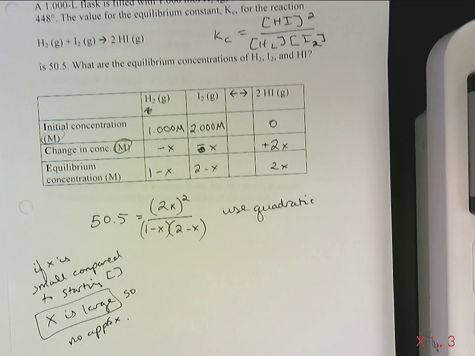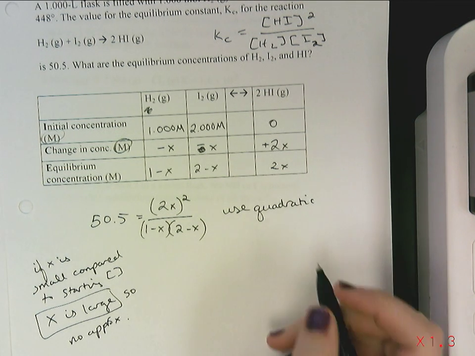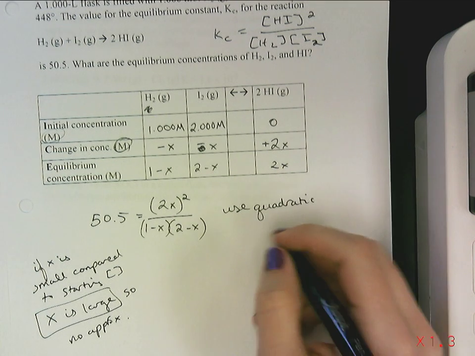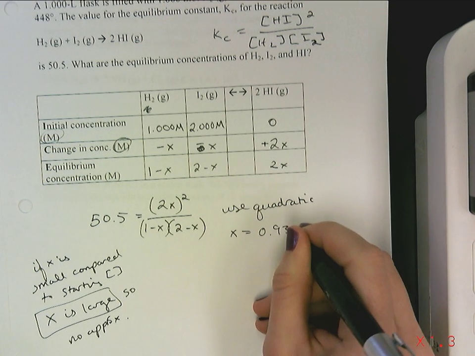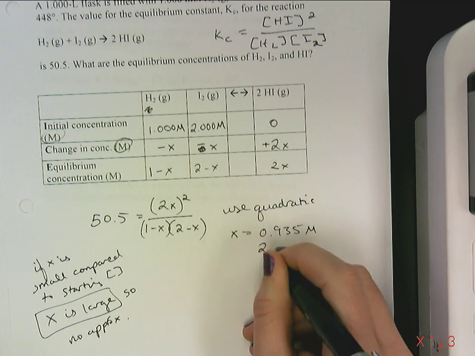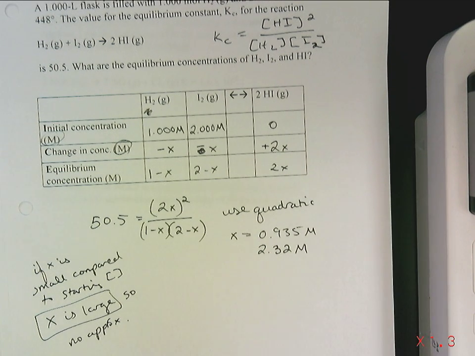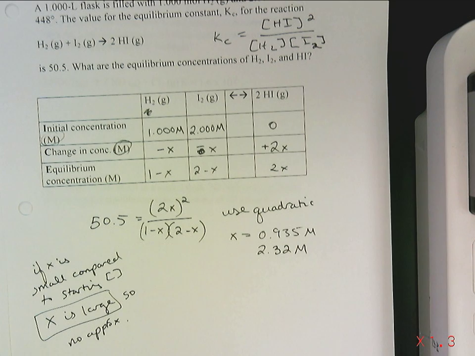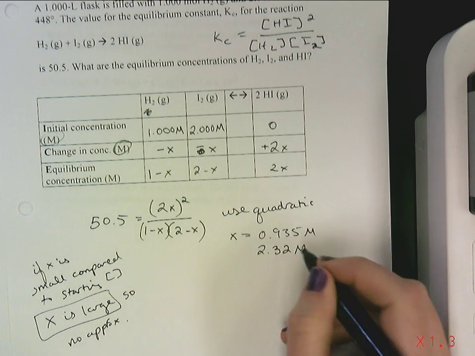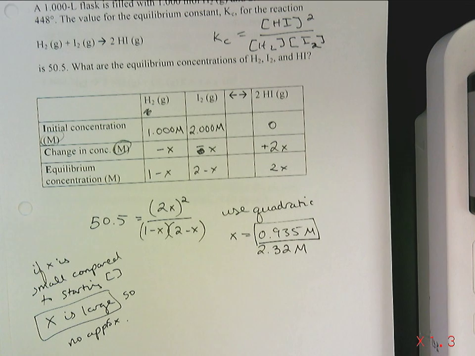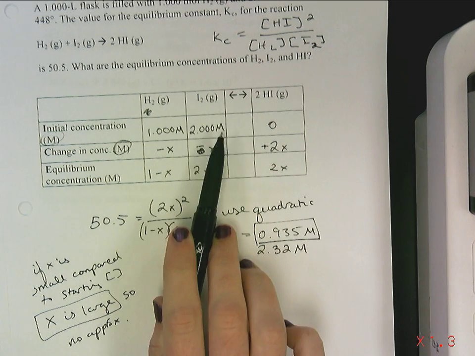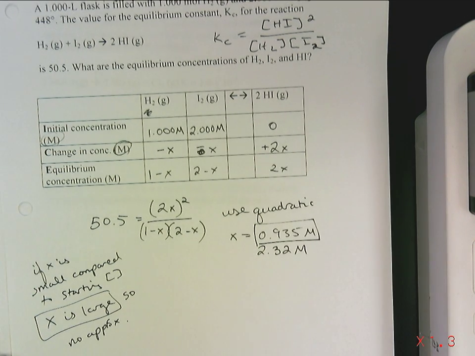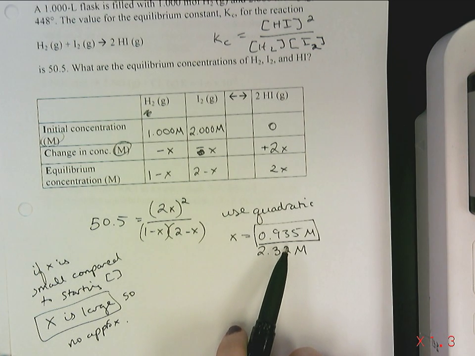Again, I recommend Wolfram Alpha, or if you have on your calculator a quadratic formula. Part of the reason I want to show you this is I'm going to show you the solution. So I used Wolfram Alpha, and I got that x could equal 0.935 molar, or it could equal 2.32 molar. Okay. In these cases, you're going to have to use logic to choose which one is correct. Obviously, x has to be 0.935 molar, because 2.32 would consume more H2 and more I2 than I actually have, and that's not possible. So 0.935 is the only logical choice here.